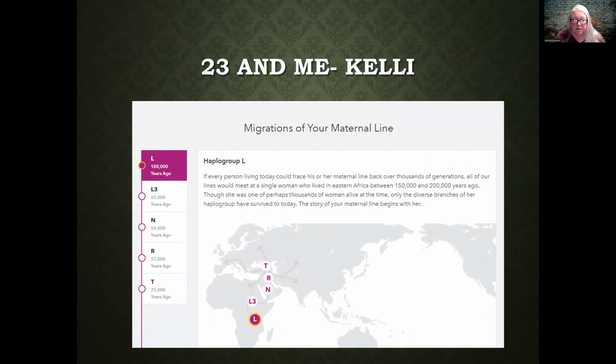You can see the migration pattern at 23andMe, and you can look at all the different spans of time. So the L group, the African beginning groups, are almost 200,000 years ago, and working their way up to group T first appeared about 25,000 years ago. So that's a really long time ago. But it's interesting to think about migration and how people moved around the world, and then how their DNA changed over time and mutated over time.